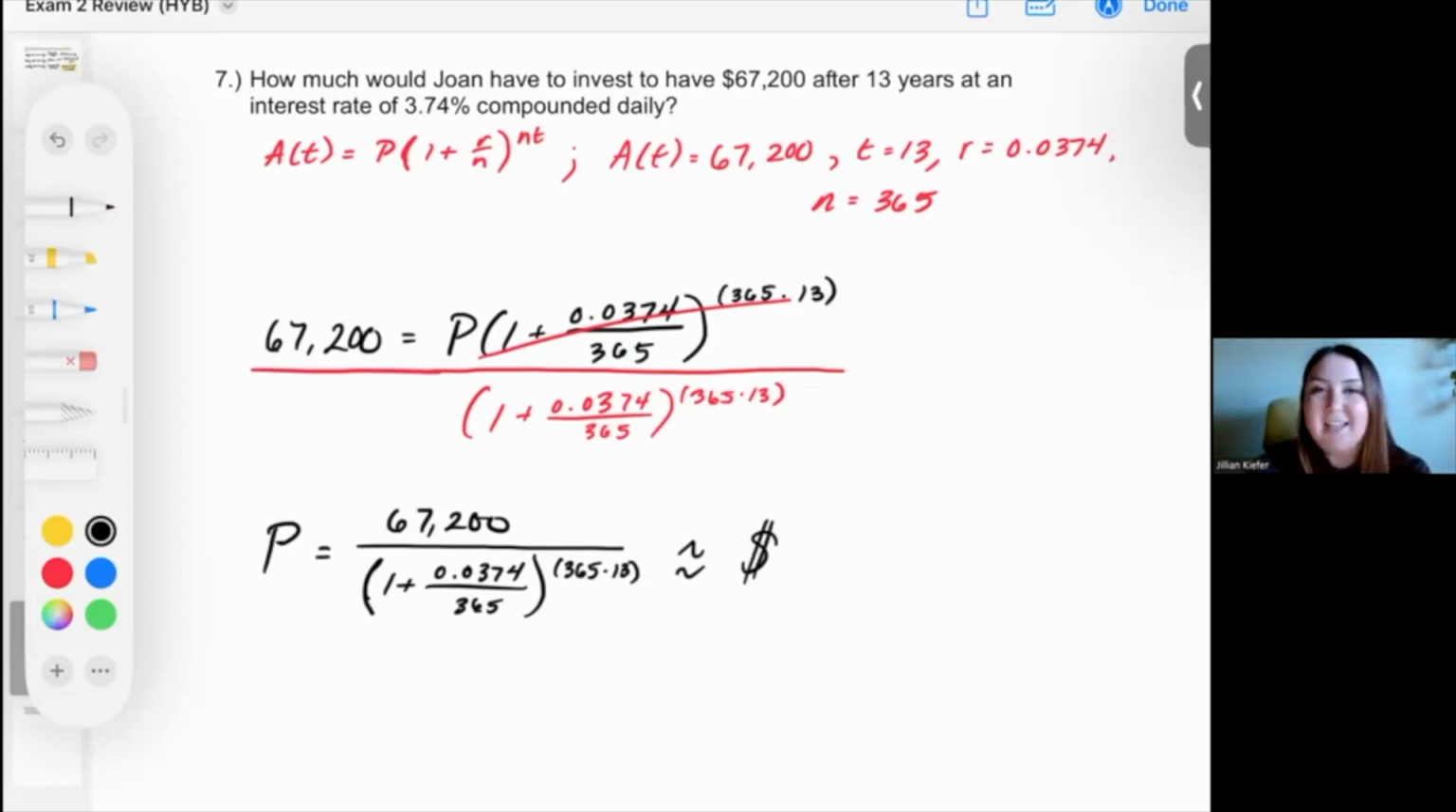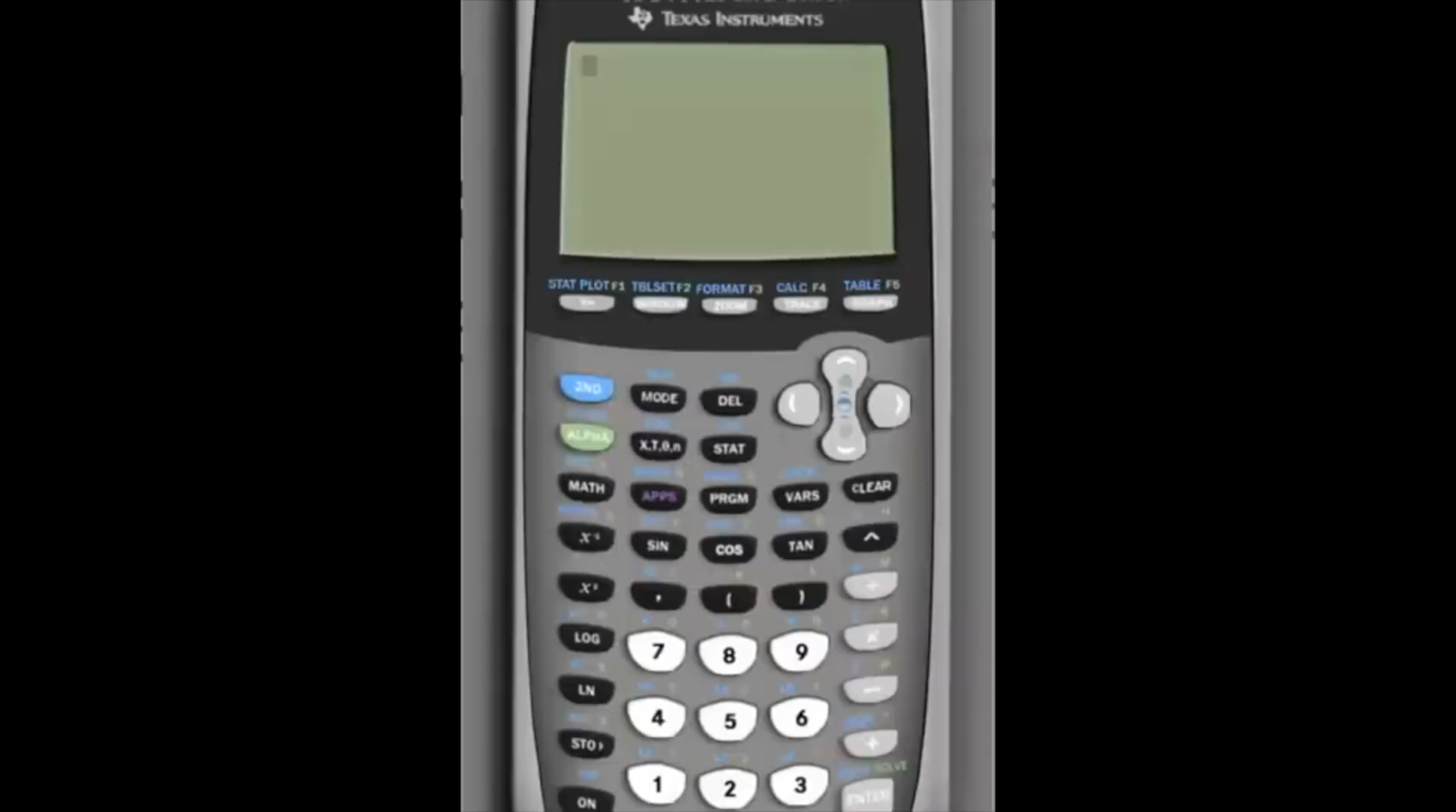So let's go ahead and calculate this out in our calculator. All right, so when we plug this into our calculator, we have a numerator and a denominator. But if we notice, there's nothing going on in the numerator other than just a value. So we don't necessarily have to put parentheses around the numerator in this case, since it's just one number. We're not multiplying or adding or subtracting or dividing or exponenting anything. So it's just 67,200.